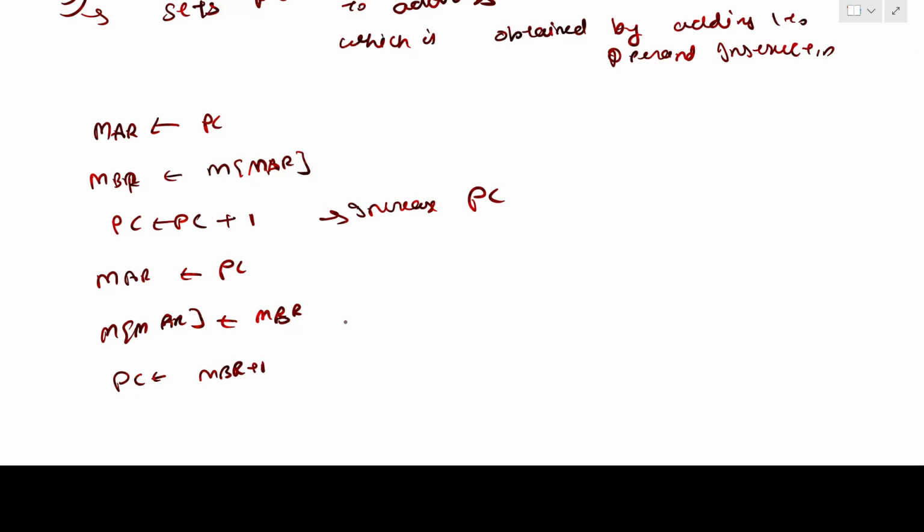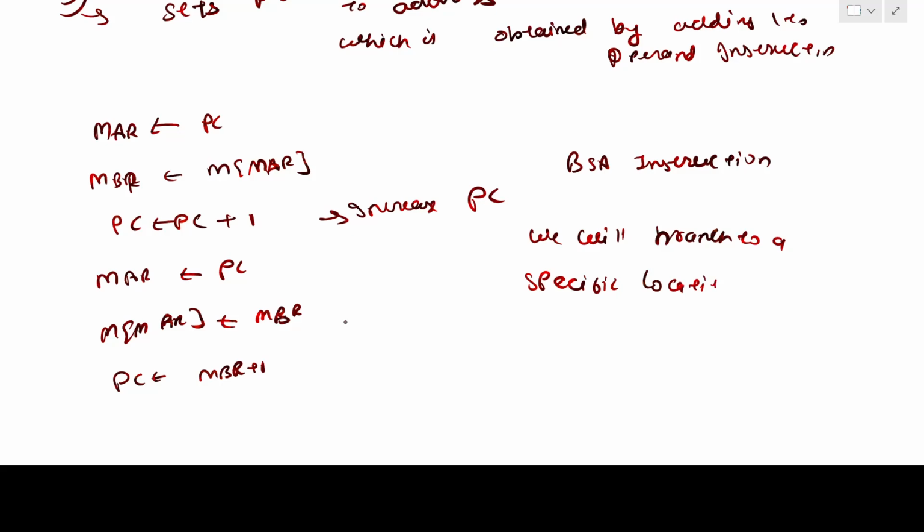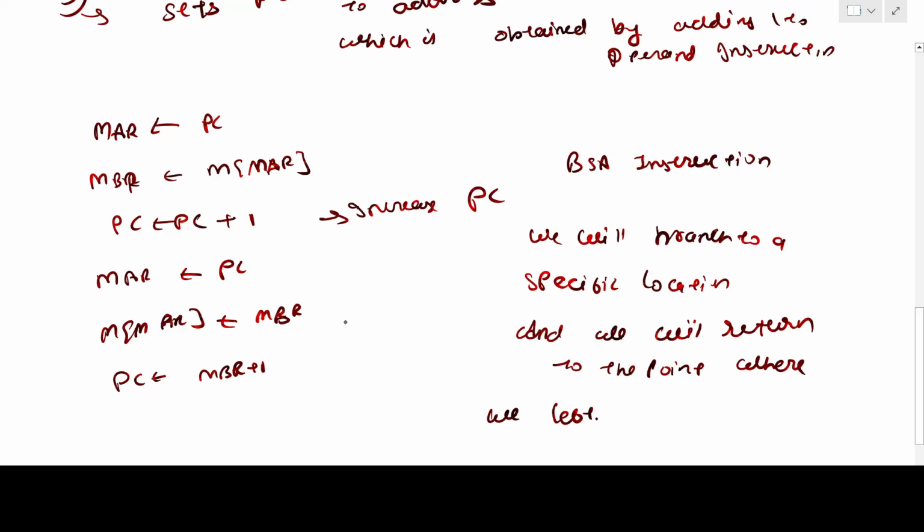So as we know, this is a BSA instruction. In a BSA instruction, we will branch to a specific location, but we will return to where we have left, to the point where we left. So this is the whole structure. We will essentially be doing three of the following things.